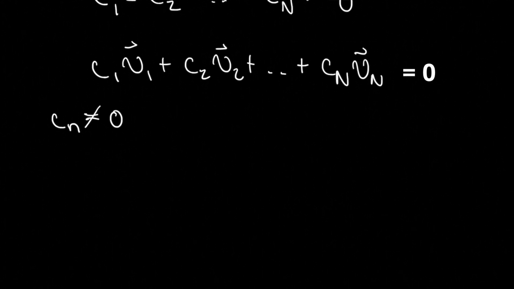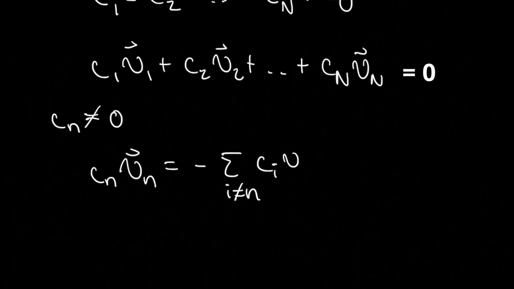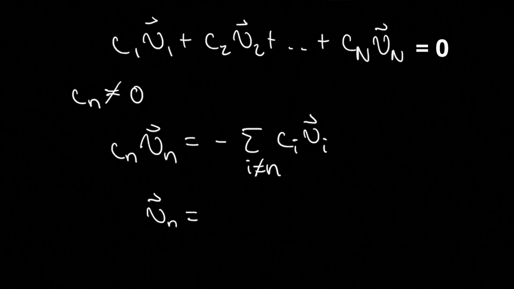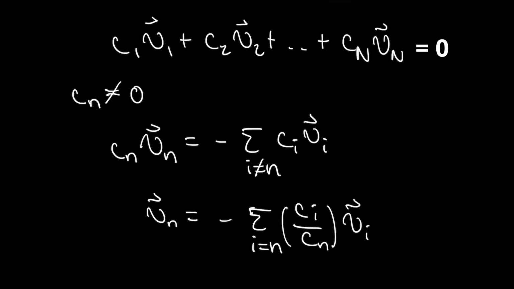So we would end up with an expression of the form, well, first we'd get cn times vn is equal to minus all of the other terms in the sum. So this is the sum over i not equal to n of that same sum. Right? I just did algebra there. And then dividing by cn gives us a solution for vn. And I'm going to just distribute that division into the sum: ci over cn times vi.